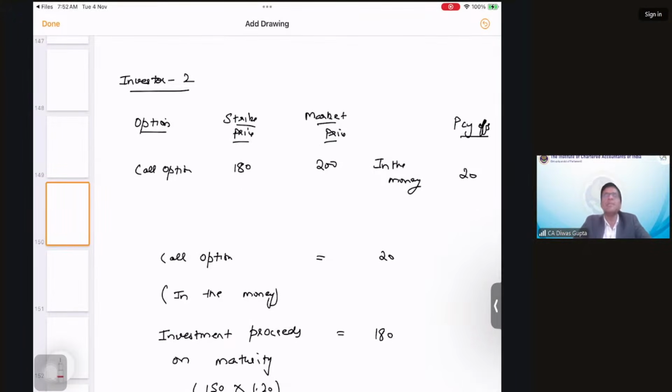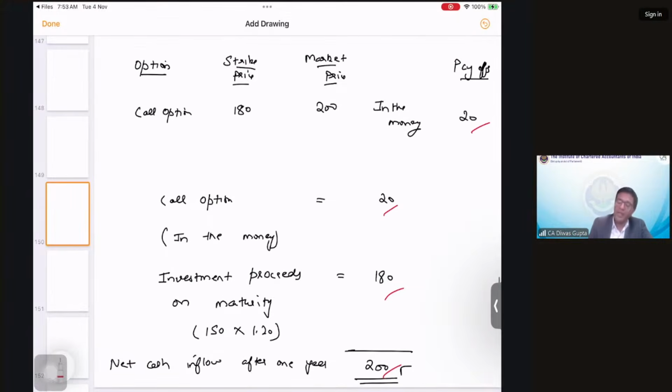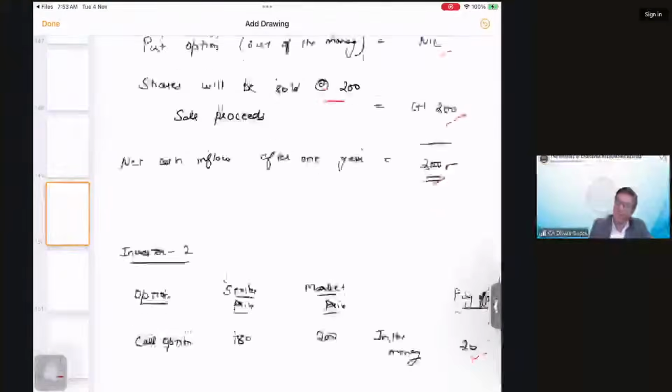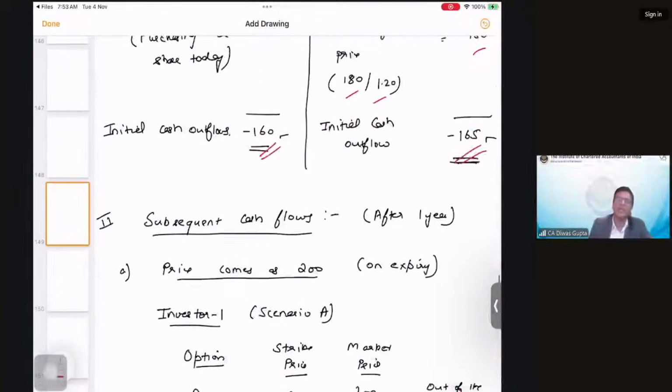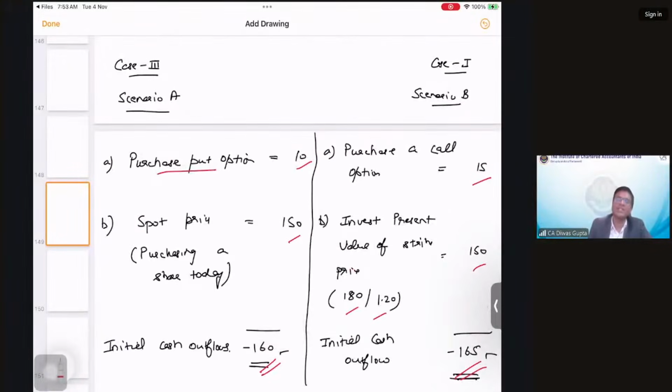Investor 2, in case the price becomes 200. Remember, investor 2 has purchased a call option. A call option becomes beneficial if the price goes up. So 20 rupees becomes the payoff here. And the present value of the strike price, what is invested, will be received as maturity proceeds at 180. So that becomes overall 200 rupees as cash flow. So students, have you noticed that for both investors, the overall cash inflow after 1 year is 200 and 200? It has not changed. However, initially the amount was different, 160 and 165.